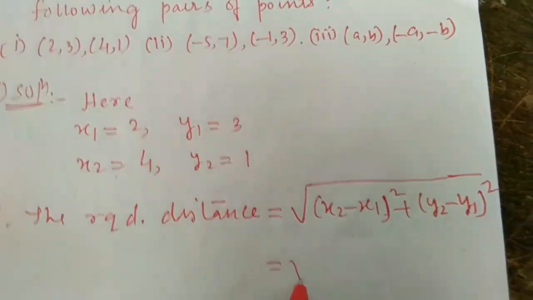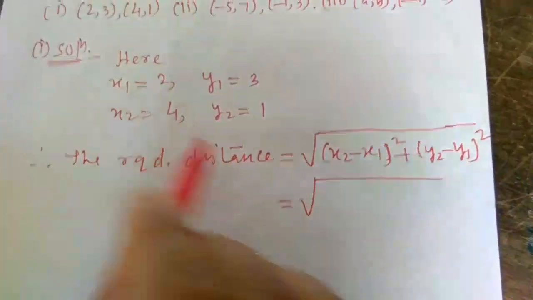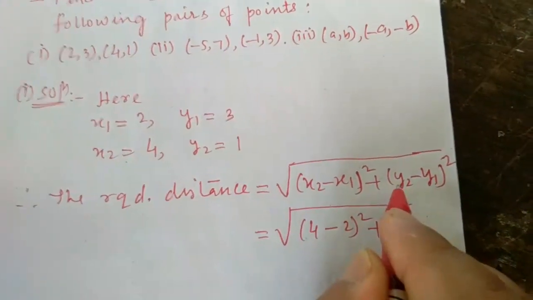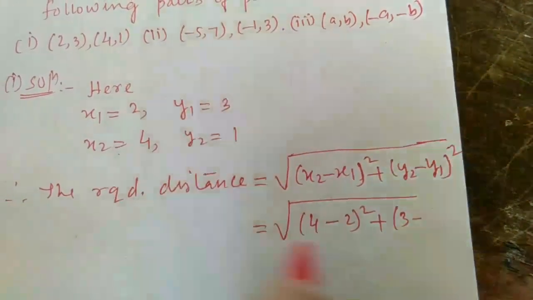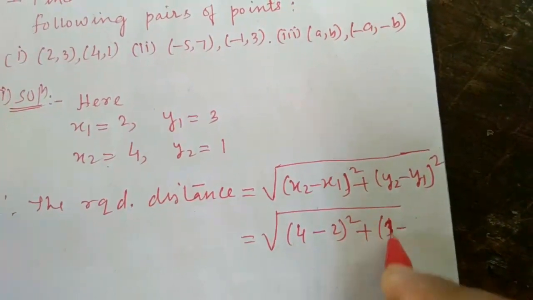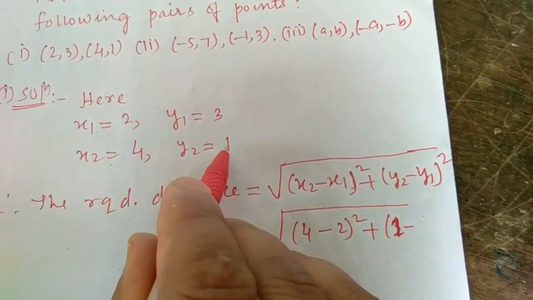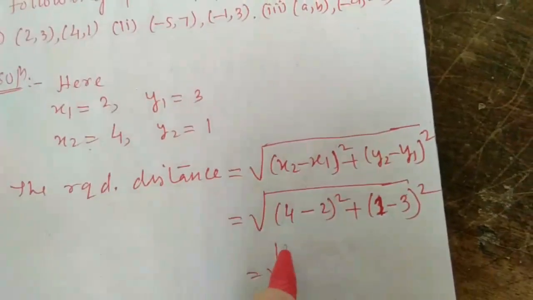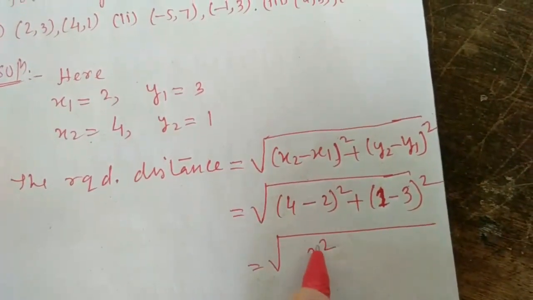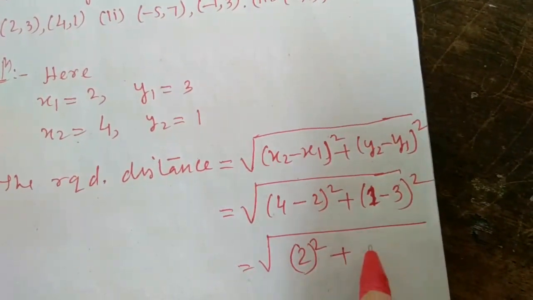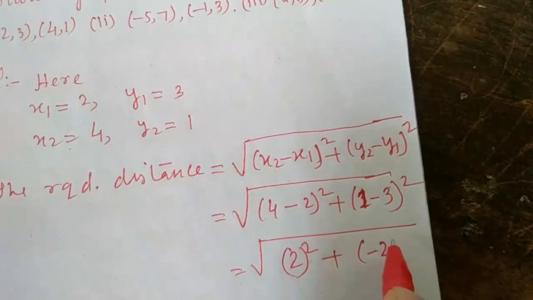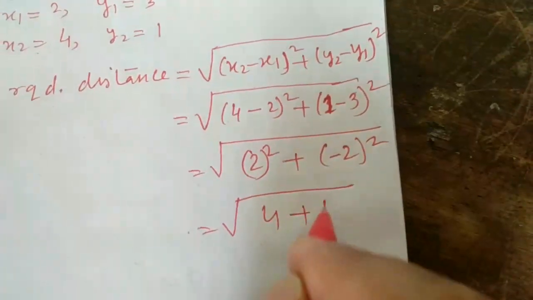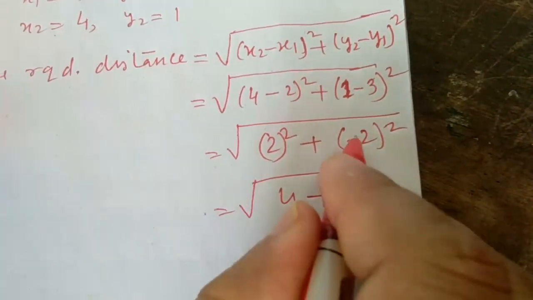Okay, you put the value of x2, value of x2 is 4 minus value of x1 is 2, you put plus y2, value of y2 is 1, sorry, not 3, value of y2 is 1, okay, and y1 is 3. Alright, 4 minus 2 is your 2 square, 1 minus 3 is negative 2, so negative sign, put 2 to the power 4 plus 2 to the power 4, power is even, so this negative becomes positive.